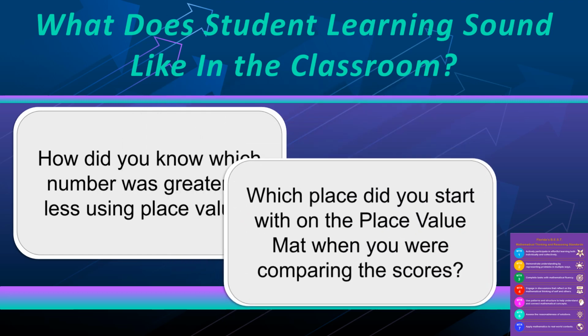Our second question: which place did you start with on the place value mat when you were comparing the scores? After students have written numbers on their place value mat in order, they can look at starting in the thousands if that's appropriate and covering the rest of the number to really show that by starting in the greater place value and moving down will help us understand which numbers are greater or less and then putting them in order.